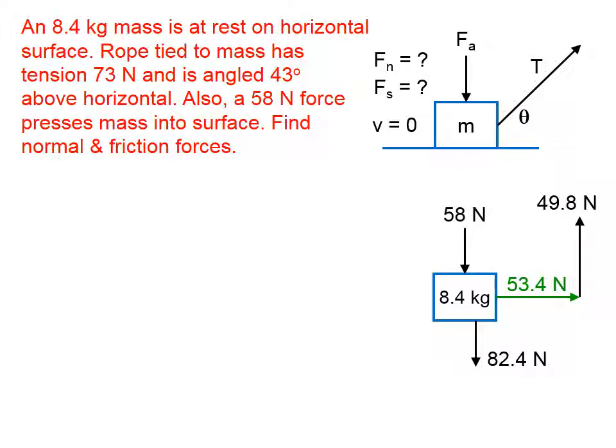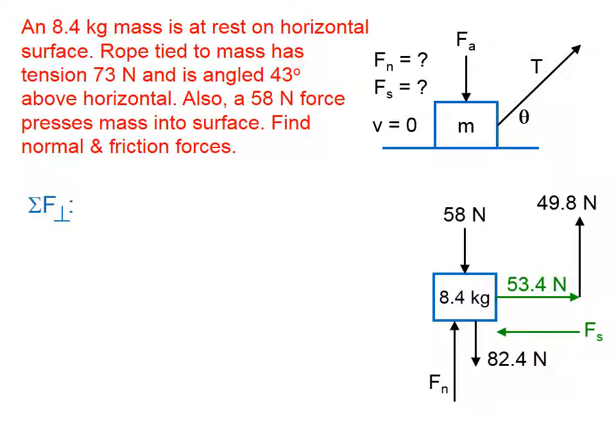We also have a 58 newton force pressing the mass into the surface. We have a normal force. Now we don't know what the magnitude of that normal force is, but we know that it's going to be pointing up, and of course we have a static friction force, which we know will be in opposition to any sideways forces, so therefore we know it's going to point to the left.